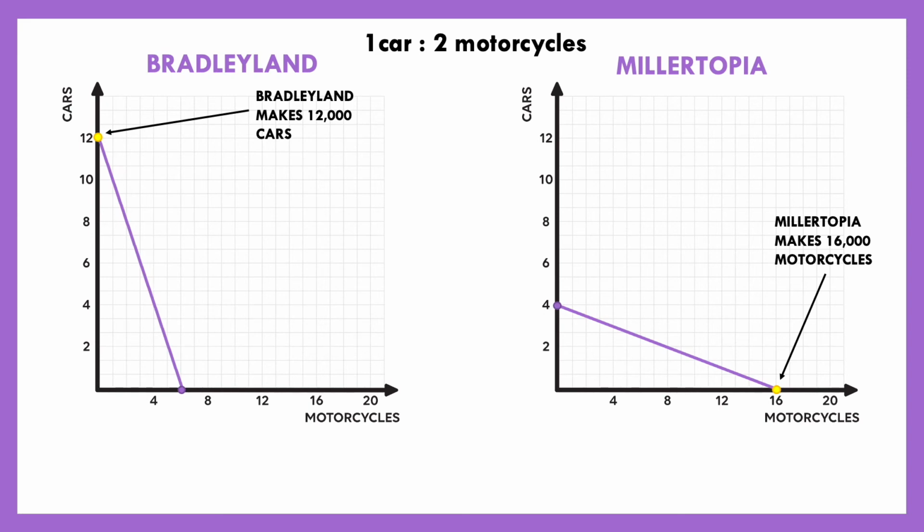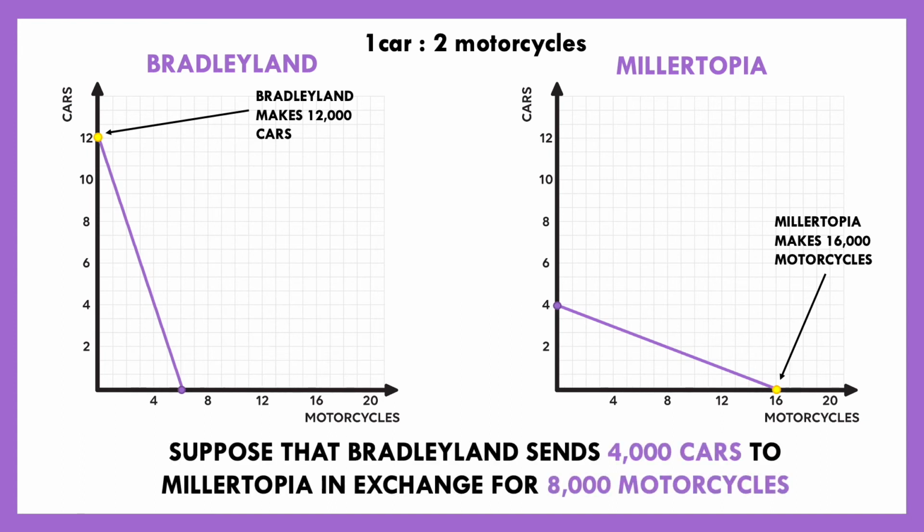So they're trading at a rate of 1 car for every 2 motorcycles. Well, let's suppose that they trade at that rate, but they traded obviously more than just 1 car for 2 motorcycles. Let's say they did that 4,000 times over. So let's say that Bradley Land sends 4,000 cars to Millertopia in exchange for 8,000 motorcycles, right? That's still that ratio of 1 to 2. So here's how we see that show up on our production possibilities curve.